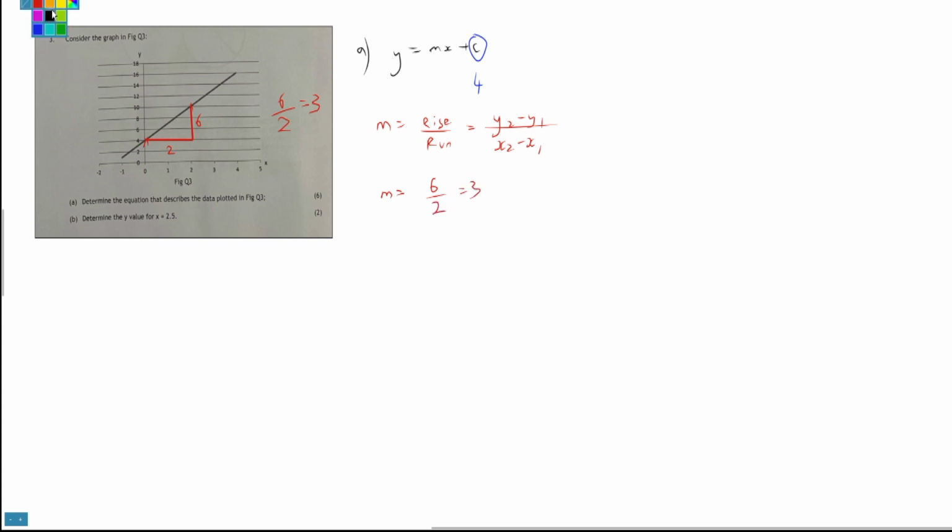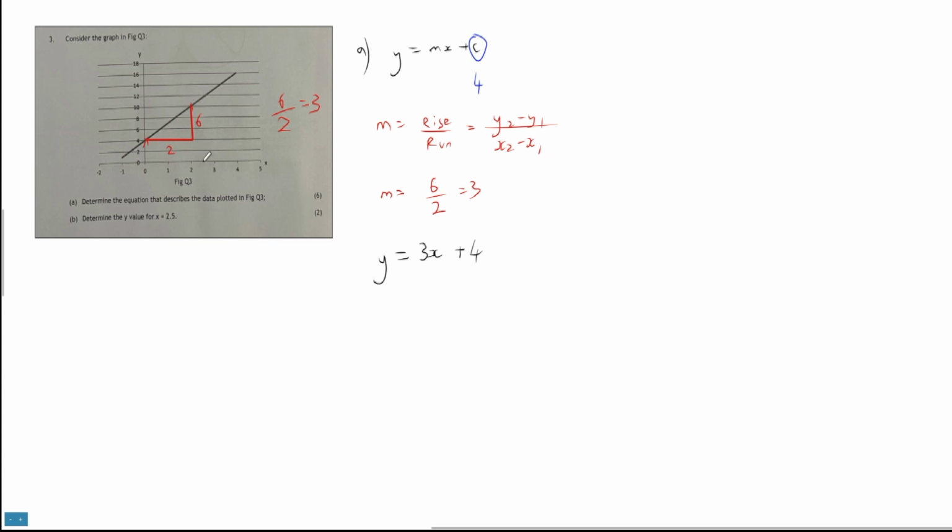So the whole thing all together, which is the equation that they want, is going to be y is equal to 3x plus 4. This will describe that line. Great. Part B is determine the value of y when x is equal to 2.5.